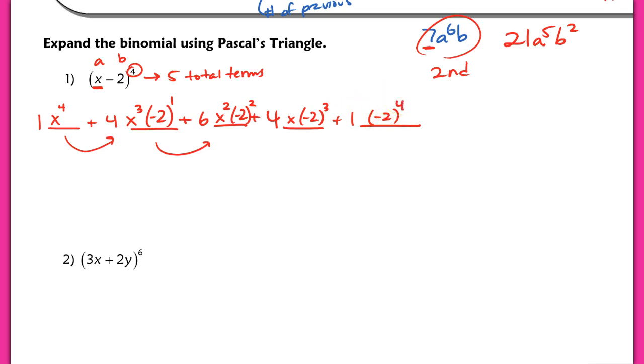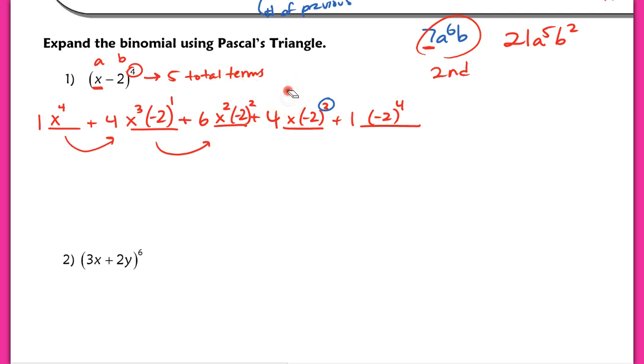So always make sure, one of the things I'm going to look for is to make sure that your exponents always add up to 4. If they don't, to me that's a pretty big deal that you don't really understand the concept, so please make sure that you're always checking to see that your exponents add up to the degree that you're expanding this binomial.